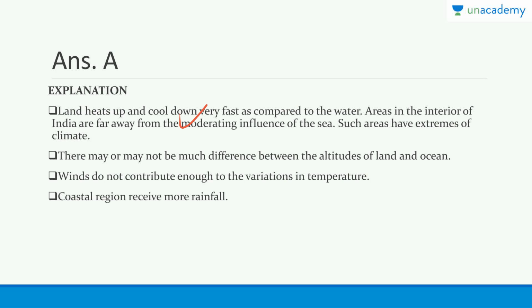There may or may not be much difference between the altitudes of land and ocean, and winds do not contribute enough to the variations in temperature. And coastal regions receive more rainfall.